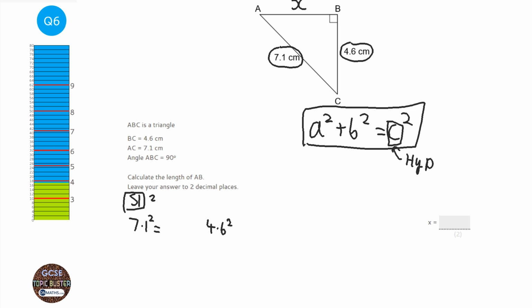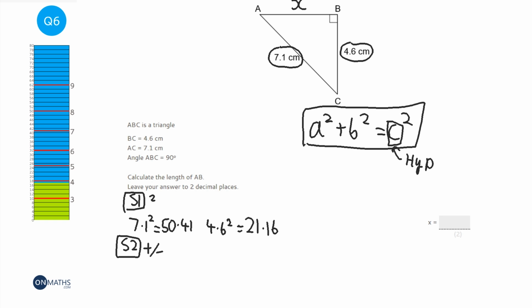So on my calculator, 7.1 squared, and that equals 50.41, and 4.6 squared equals 21.16. So step 1's done, I've squared them all. Step 2 is the only choice you have to make. You either have to add or subtract.